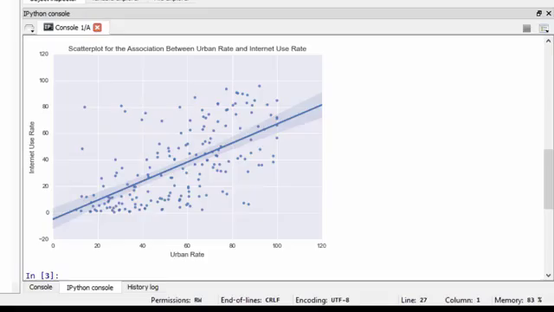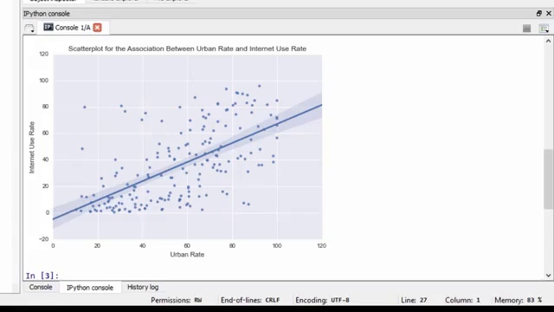So far, we have used regression to test linear associations between our explanatory variables and our response variable. By linear, we mean that the association can be explained best with a straight line. Here is a scatter plot showing a linear association between urban rate and internet use rate from the Gapminder dataset. That is, we can draw a straight line through the scatter plot, and this regression line does a pretty good job of capturing the association.